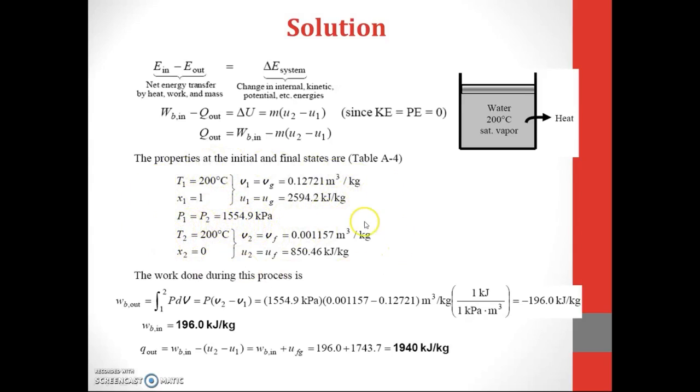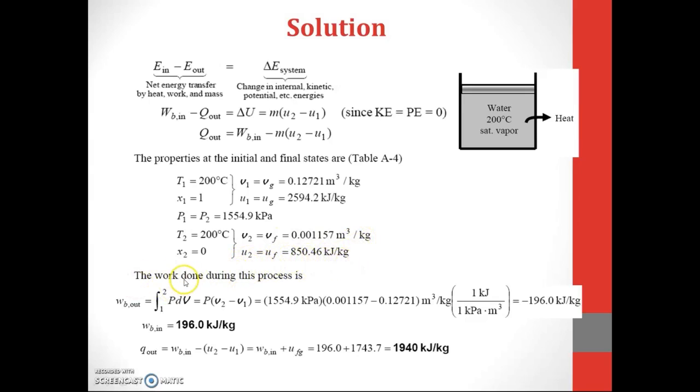Next we go to state number 2. The temperature is constant: T2 equals 200 degrees Celsius. But x2 equals 0 because we have changed into saturated liquid. So this time the specific volume equals Vf because it is saturated liquid. This is straight away the value. U2 equals Uf, also straight away the value.